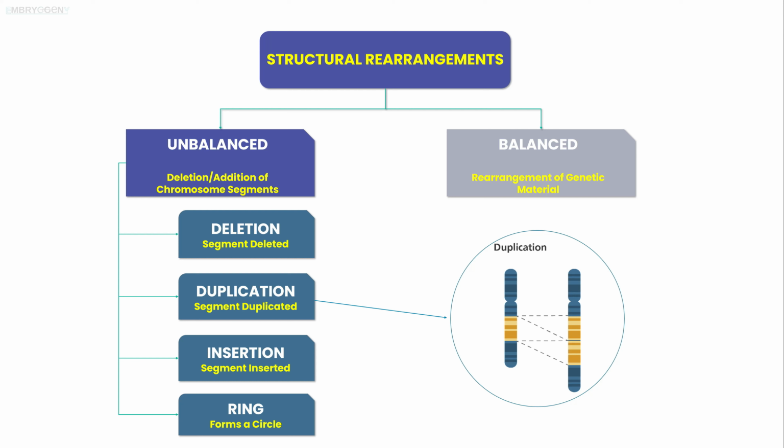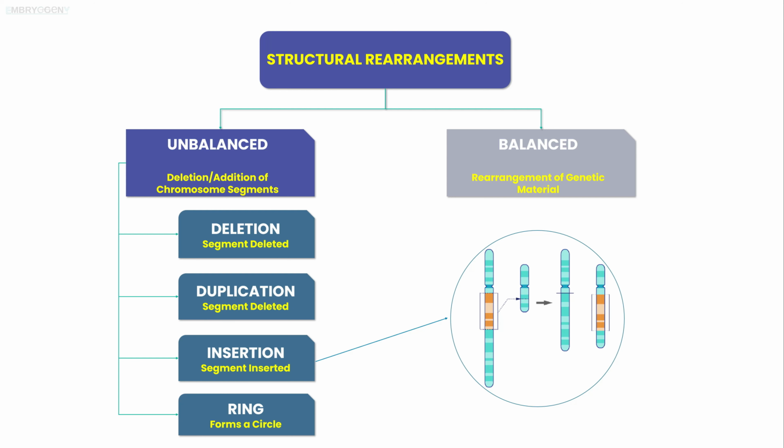During duplication, a segment of chromosome is duplicated, resulting in total gain of genetic material, and hence it is classified as unbalanced. Now, insertions are complicated. Insertions could be either inserting a small or a large segment of the same chromosome or another homologous chromosome. And there is a reason why they are called unbalanced structural rearrangement, even though it apparently appears that there is no loss in genetic material. And that is beyond the scope of this lecture.